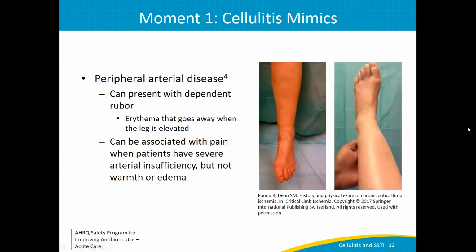Peripheral artery disease, another condition Harry has, can present with a condition known as dependent rubor. So this is redness at an extremity, typically a leg, that goes away once the leg is elevated. As you can see at the right, leg is down, it's kind of diffusely pink, and then once you elevate, the redness goes away. So these patients can have claudication, that is pain due to poor circulation, especially with physical activity. But you shouldn't have any particular warmth or edema in the affected extremity.